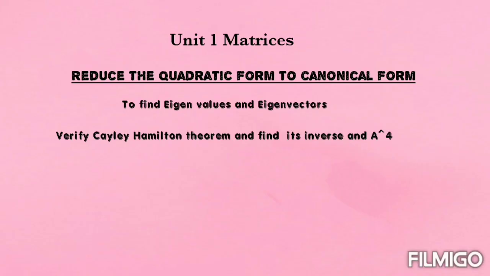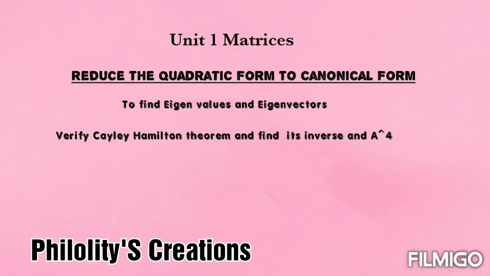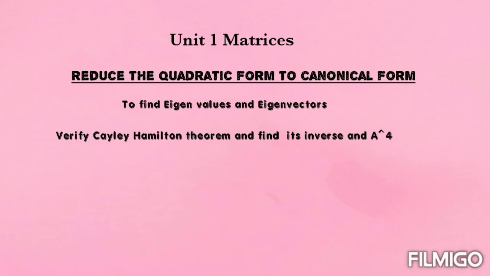In Unit 1, reduce quadratic form to canonical form is a direct 16 marks. The next 16 mark is to find eigenvalue and eigenvector and to verify Cayley-Hamilton theorem. Each topic carries 8 marks.